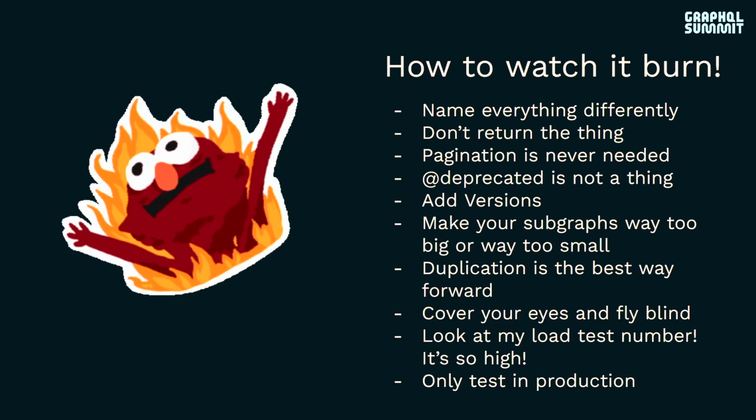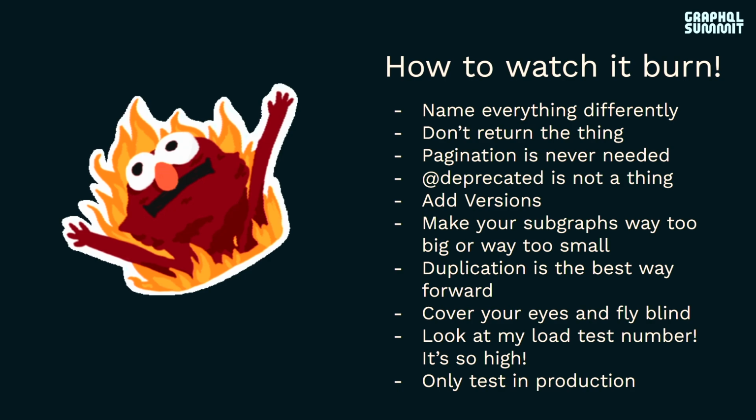So in recap, how do we watch it all burn? We name everything differently, so no consistent naming schemes whatsoever. We don't return things, we return IDs. We add pagination, pagination is never needed. You'll never need pagination ever. We add versions, everything should be versioned, every change makes a new version. We make our subgraphs way too big or way too small. We duplicate everything. We don't use any type of federated principles whatsoever. We just duplicate it and hope for the best.